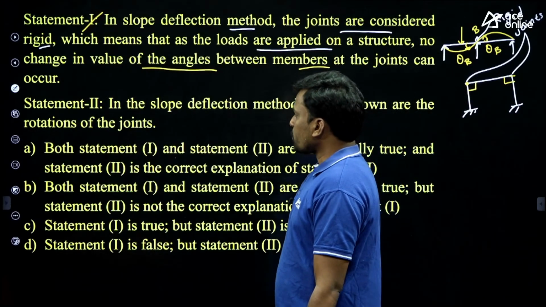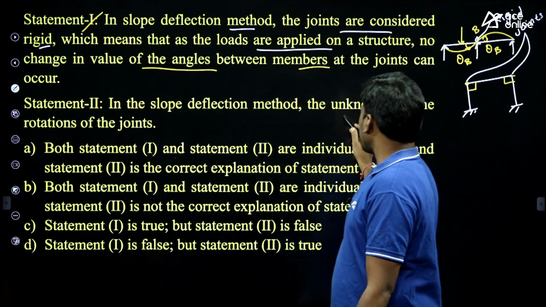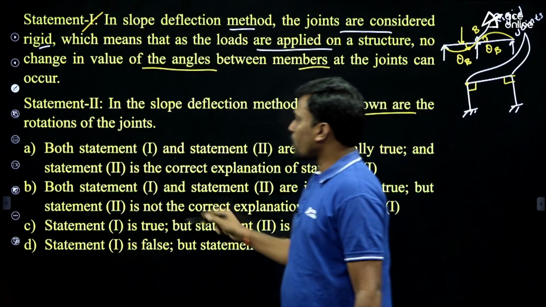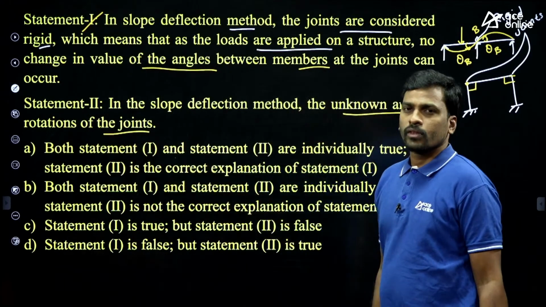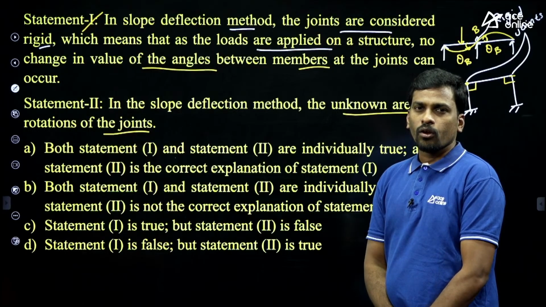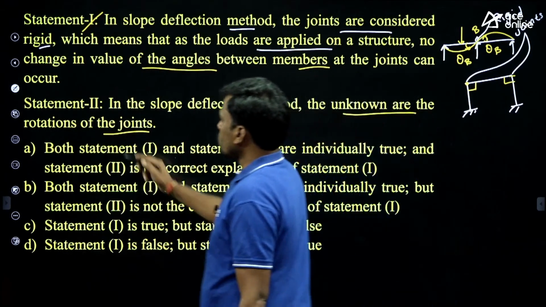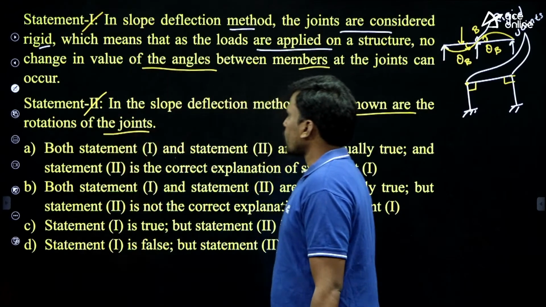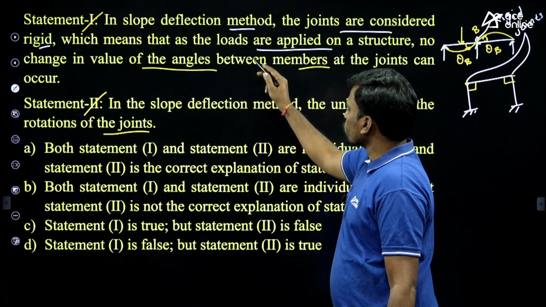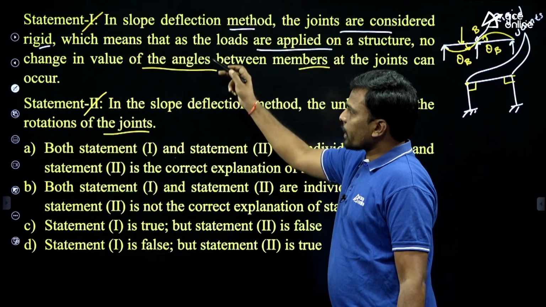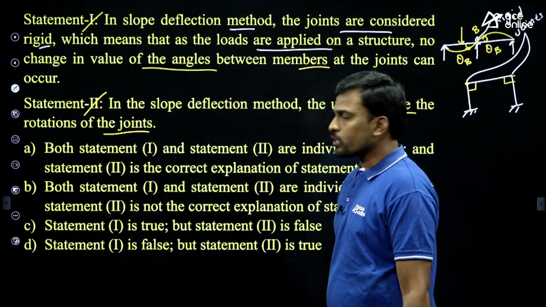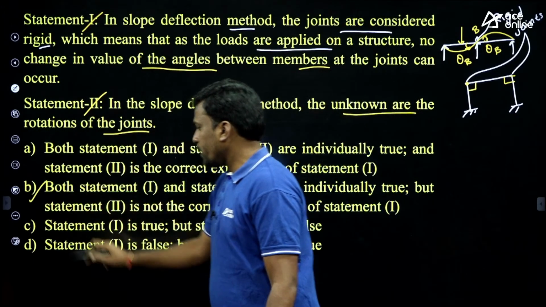Then statement 2. In slope deflection method, the unknowns are the rotations of the joints. Yes, in slope deflection method, what are the unknowns? Displacements are treated as unknowns. So both the statements are correct. But is statement 2 the correct explanation of statement 1? No, both are individually true, so option B is correct.